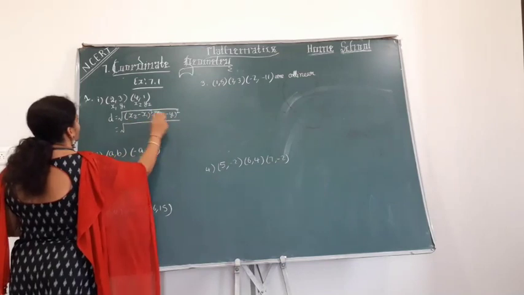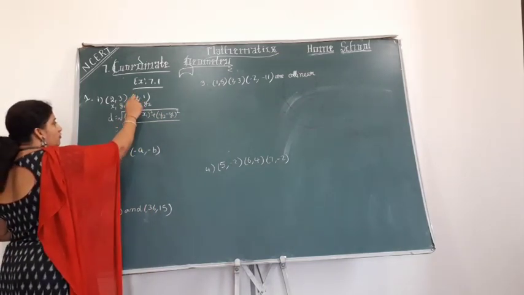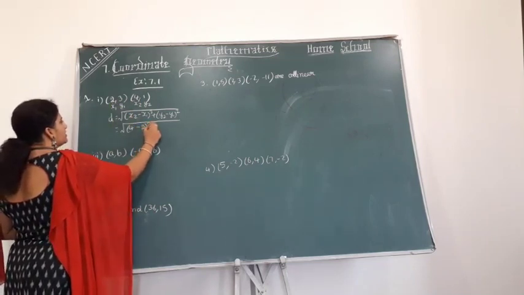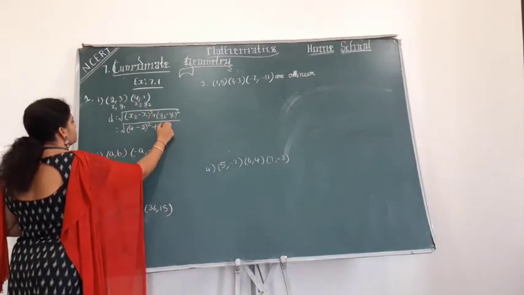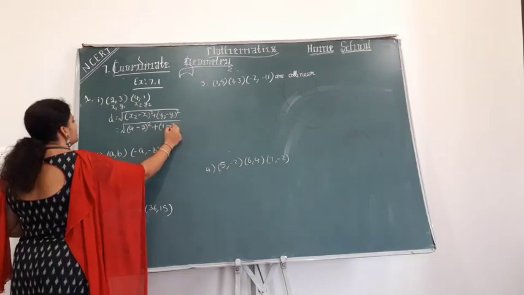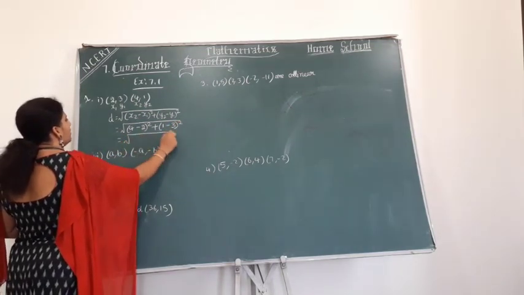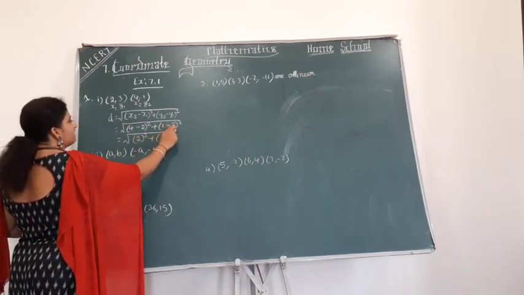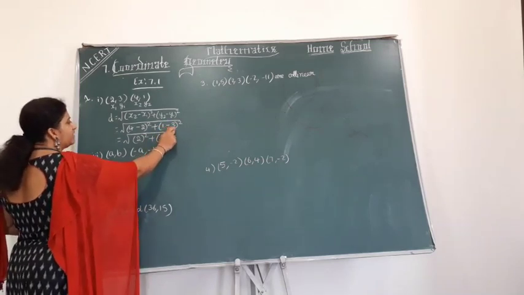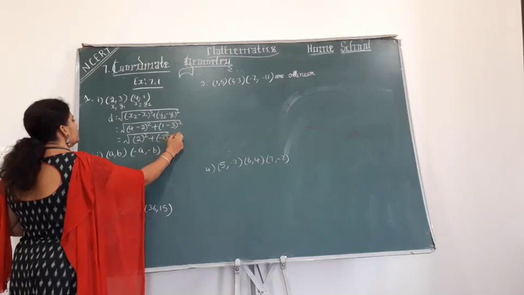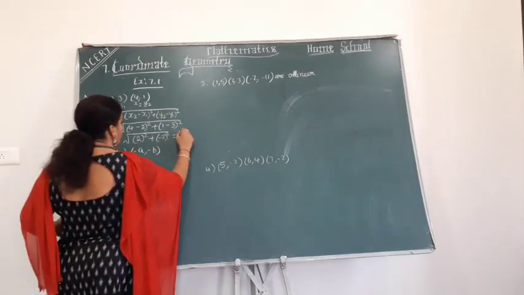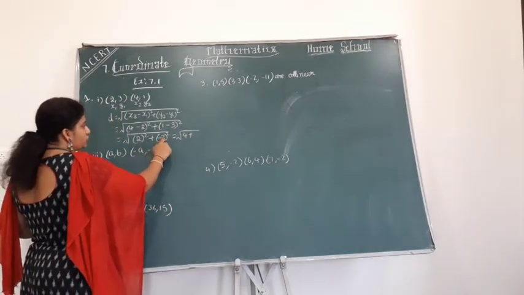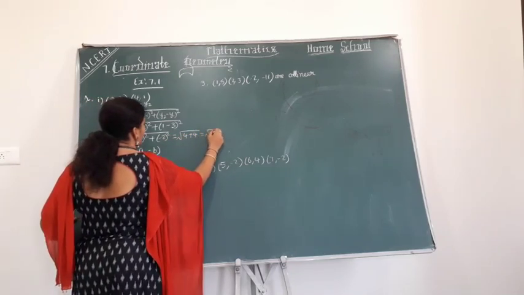That is equal to, what is your x2 value? Here you can see it is 4. 4 minus x1 value, 2, whole square, plus y2 value, 1, minus y1 value, 3, whole square. That is equal to 4 minus 2 will be 2, 2 whole square plus 1 minus 3. In 1, if you subtract 3, you get minus 2, whole square. 2 2s are 4. Minus 2 whole square is also 4. Minus into minus is plus, 2 2s are 4. 4 plus 4 will be root 8.